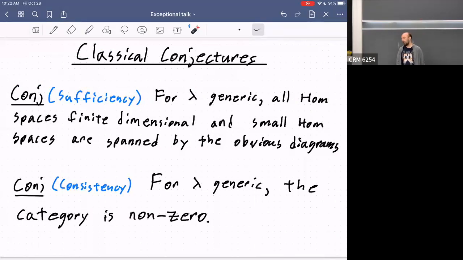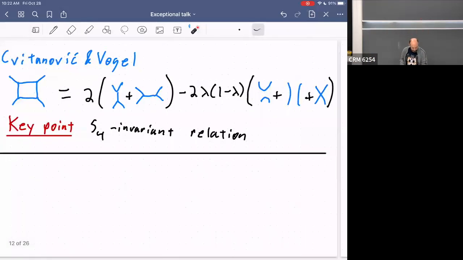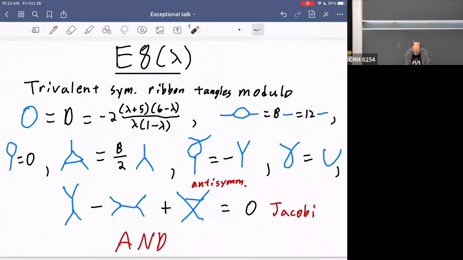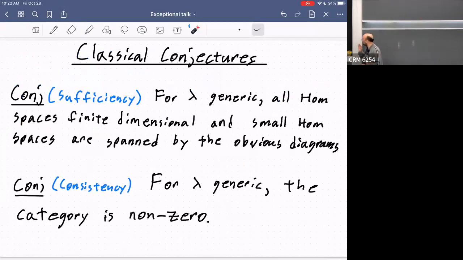Now this has 2 parts to it. One is that I wrote down enough relations that you can simplify closed diagrams. So the first conjecture is if I write any complicated Jacobi diagram, any big trivalent symmetric ribbon diagram, any giant diagram of trivalent things and crossings, I want to rewrite it. There should be a finite set for each number of boundary points, and I want to rewrite it as a sum of that finite basis. In particular, if I look at closed diagrams, I would like to be able to turn them all into numbers.